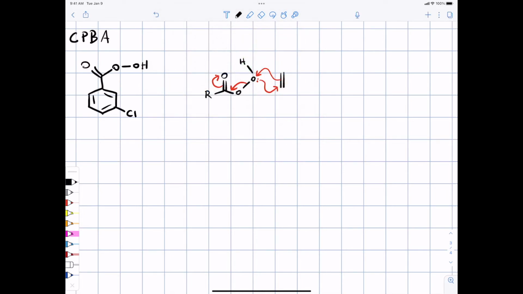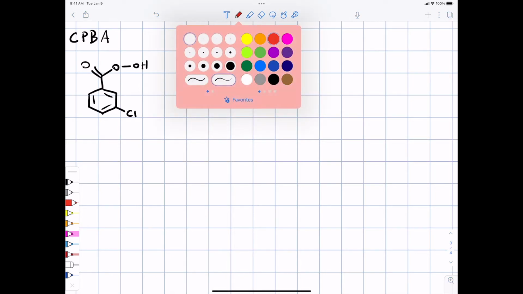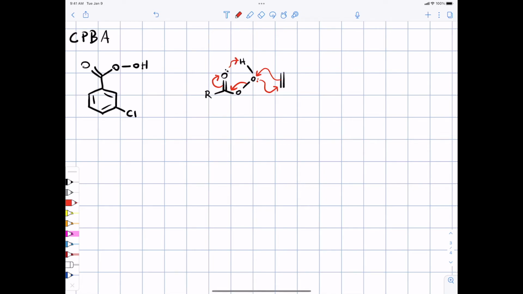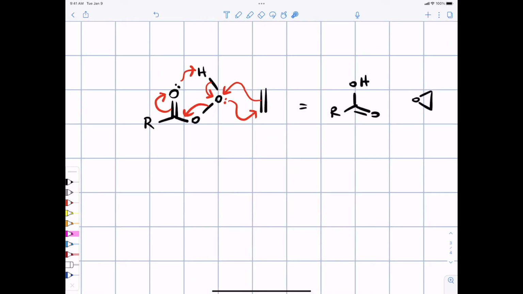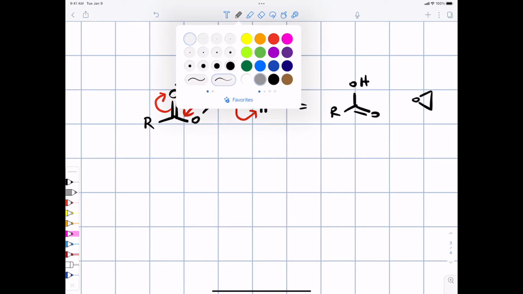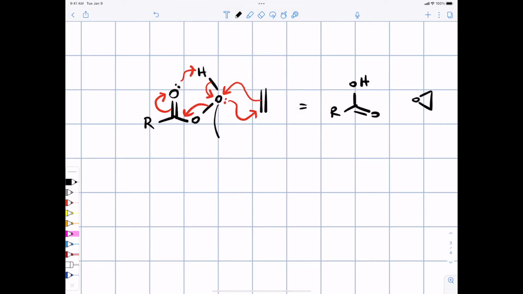And if it is, through a 5-membered ring transition state, you can actually protonate the negatively charged oxygen, and that loses its proton, and in the end you end up with your epoxide and your benzoic acid. And where is the butterfly? Well, let's see. It's the butterfly.